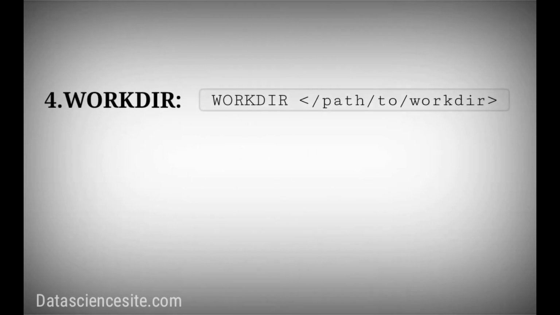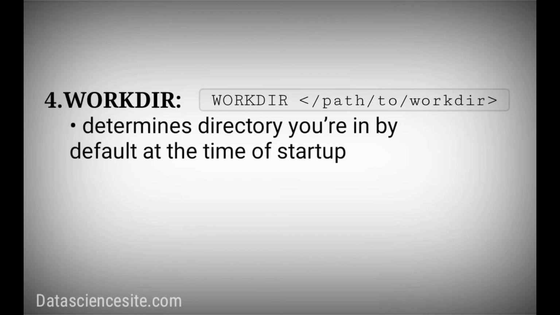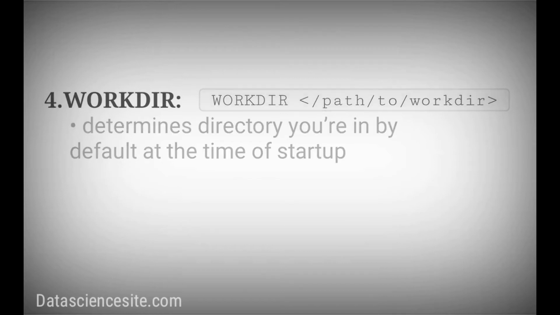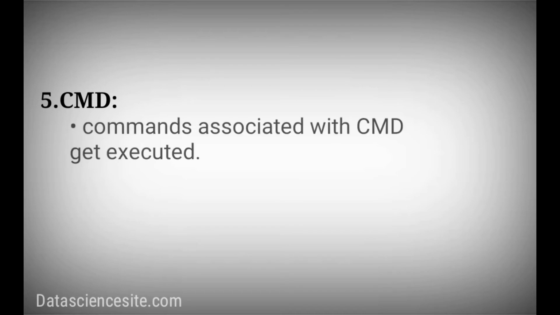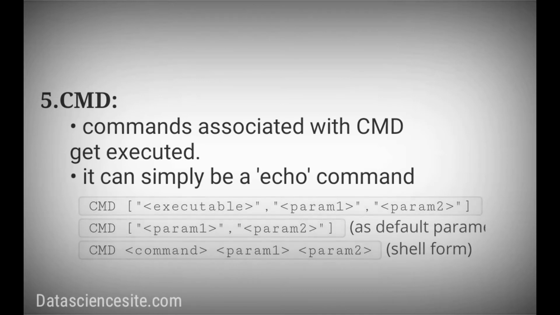Next in our Dockerfile is WORKDIR. The WORKDIR command determines which directory you're in by default at the time when you start up your container from your built image. Lastly, the CMD command is written in your Dockerfile. At the start of the container, the commands specified in the square brackets of CMD get executed. You can put an echo to print on the terminal console.